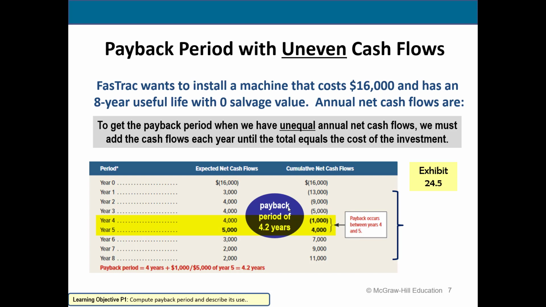You can see that it's sometime between years 4 and 5 because we're negative 1,000 at the end of year 4 and a positive 4,000 at the end of year 5. So we are going to take the 1,000 that we need to recoup and divide it by the 5,000 in year 5 to get 0.2. So then we know the answer is 4 years and 2/10 of a year, so 4.2.